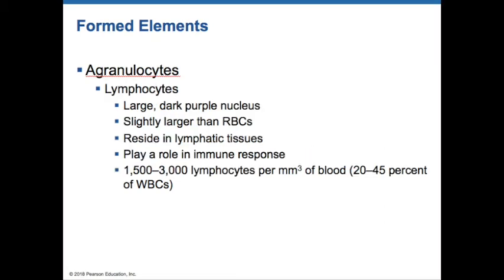All right, now we're going to go into the agranulocytes. And the first agranulocyte that we're going to be talking about are going to be your lymphocytes. Now, what is the normal values of lymphocytes? These are going to be anywhere between 1,500 to 3,000 lymphocytes per cubic millimeter of blood.